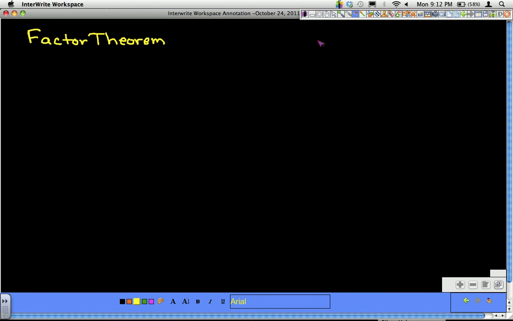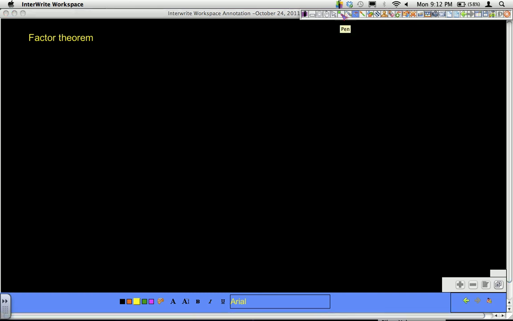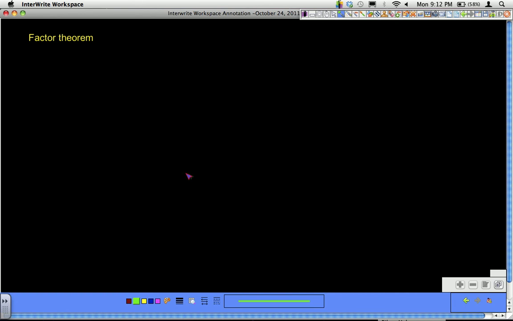Wow, at least they can tell what I'm writing here. I like that. All right, factor theorem. Everything's going to set up the same way. It's just this time the remainder is going to tell us if something is indeed a factor of the problem that we're trying to solve.